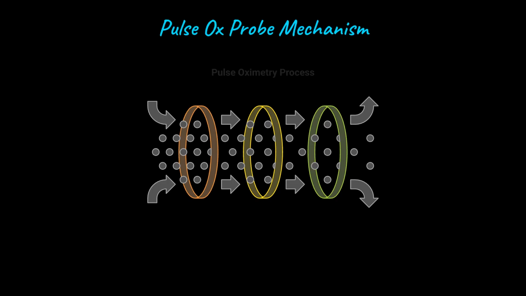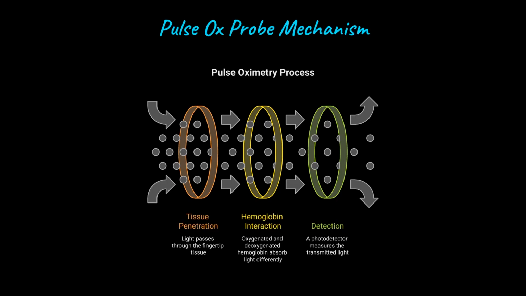The probe works by shining red and infrared light through a pulsating capillary bed and measuring how much each wavelength is absorbed. Oxygenated and deoxygenated hemoglobin absorb these wavelengths differently, and the device calculates saturation from that ratio with each heartbeat.